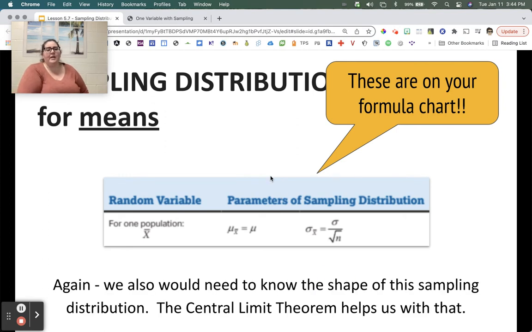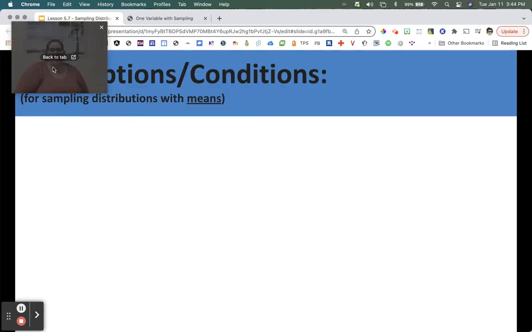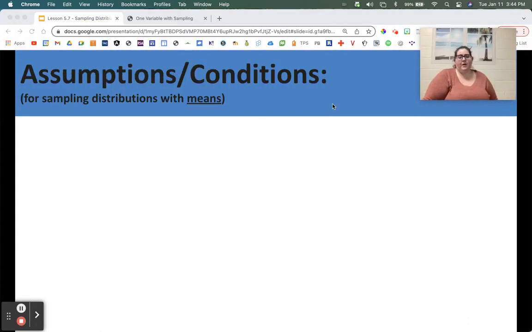And of course, if we want to know the shape of the distribution, we have to check some conditions and assumptions, just like we did for proportions. And the central limit theorem is going to help us with that. So let's look through our assumptions and conditions for means.